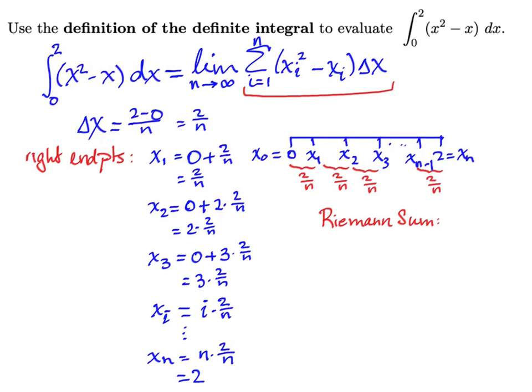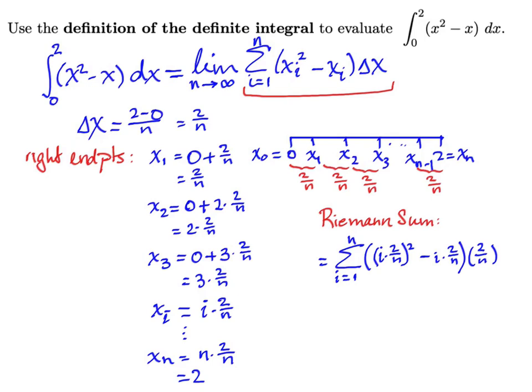So the Riemann sum is that sum from 1 to n of xi squared minus xi times delta x. Using i times 2 over n as my xi, I get the sum from 1 to n of i times 2 over n squared minus i times 2 over n. That's xi squared minus xi. And then multiply that by delta x, which is 2 over n.